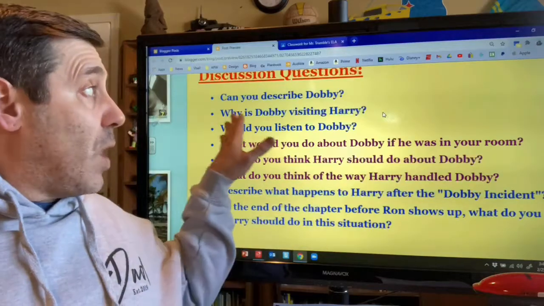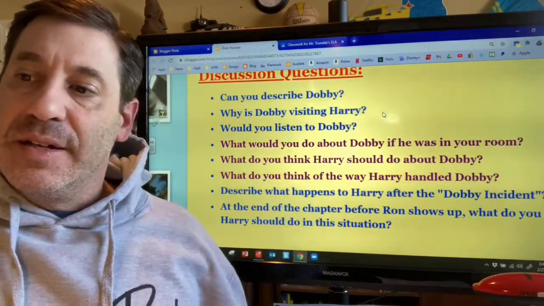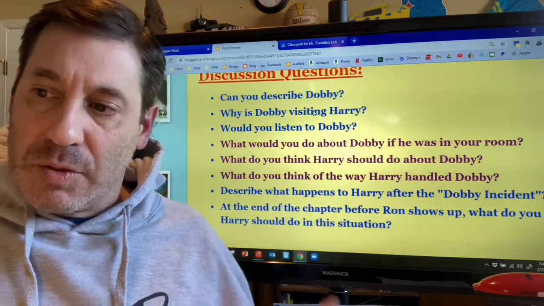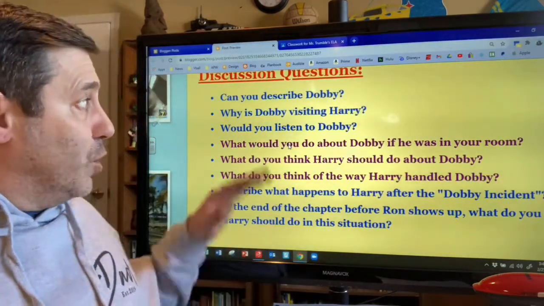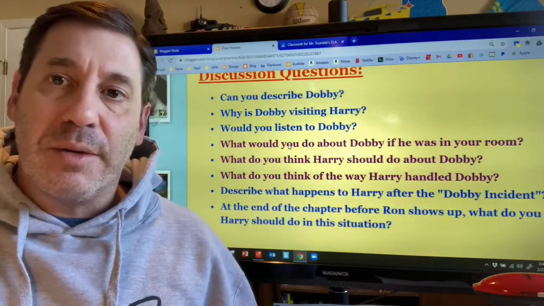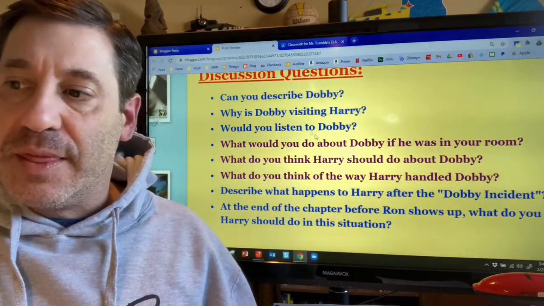And then, why is Dobby visiting Harry? These are level 1 questions. Why is Dobby visiting Harry? There's one answer right in the text. Would you listen to Dobby? Now, this, of course, is a level 2 question. If you were Harry, would you listen to Dobby? I'm putting you in the book.